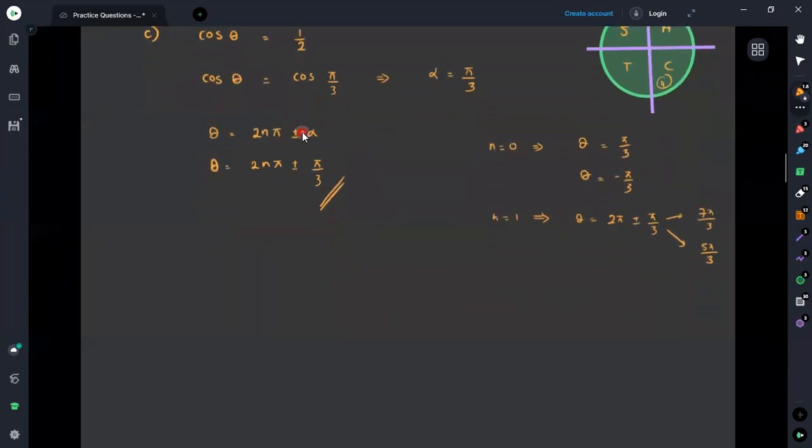Then if I move to the discussion of part D, in part D it is given as cosine theta is equal to minus half. Cosine theta is equal to minus half. Here we have to find the solution. We have to find the principal solution.